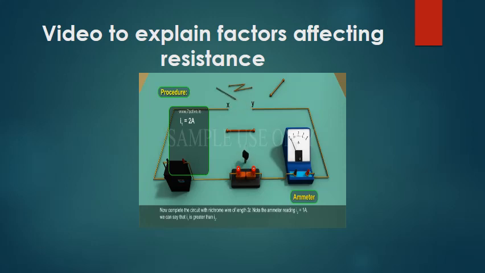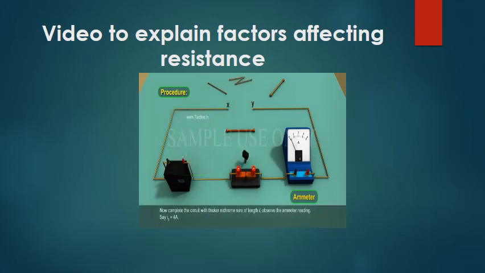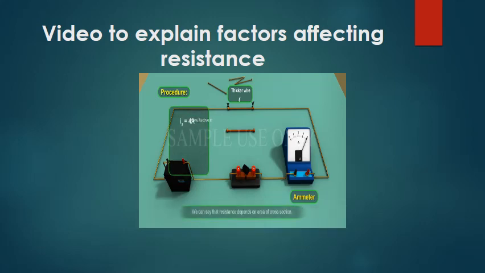Now complete the circuit with nichrome wire of length 2L. Note the ammeter reading. I2 is equal to 1A. We can say that I1 is greater than I2. We can say that resistance of the conductor depends on the length. Now complete the circuit with thicker nichrome wire of length L. Observe the ammeter reading. Say I3 is equal to 4A. We can say that resistance depends on area of cross section.